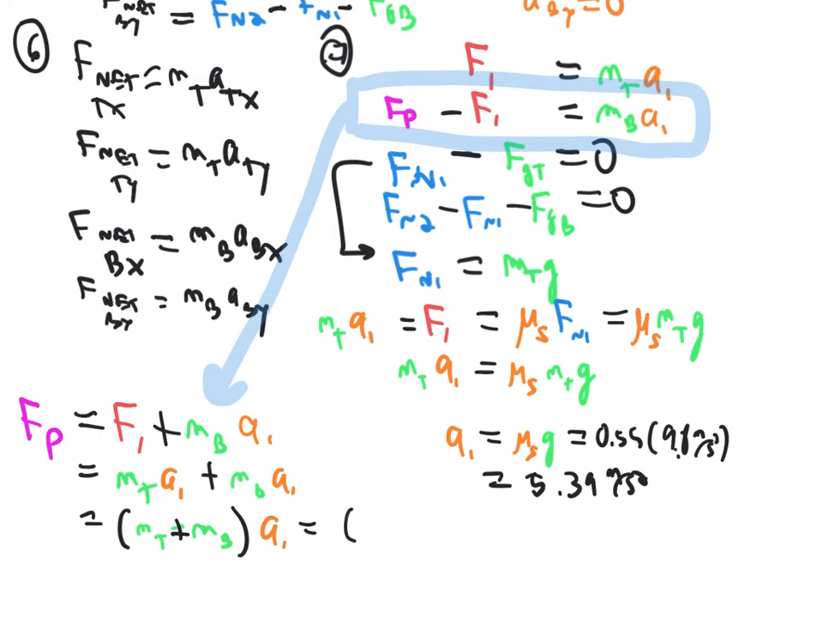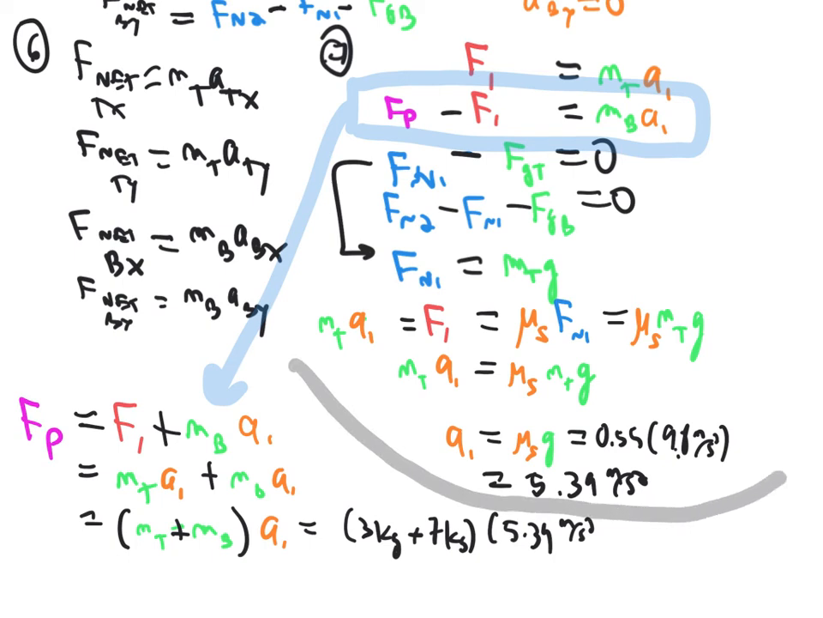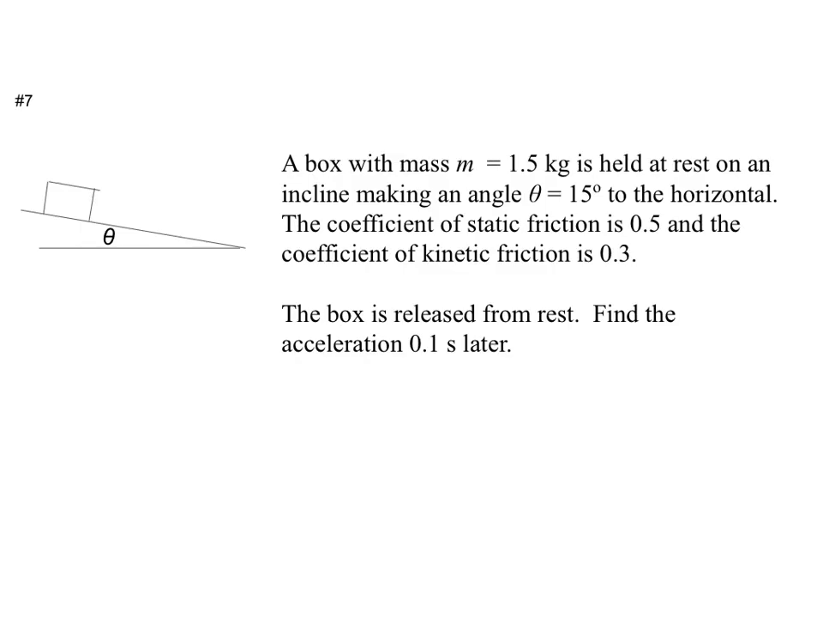So this is 3 kilograms plus 7 kilograms times 5.39 meters per second squared. Don't want you confusing those things. And that equals 53.9 newtons. So that would be that force.